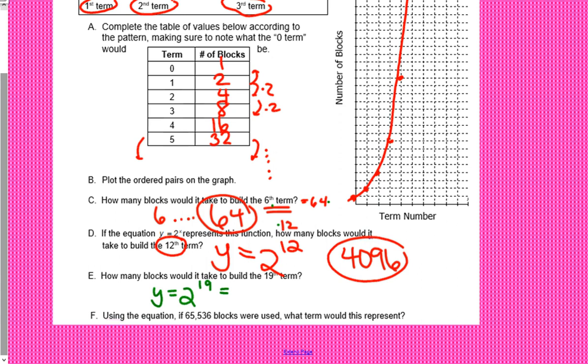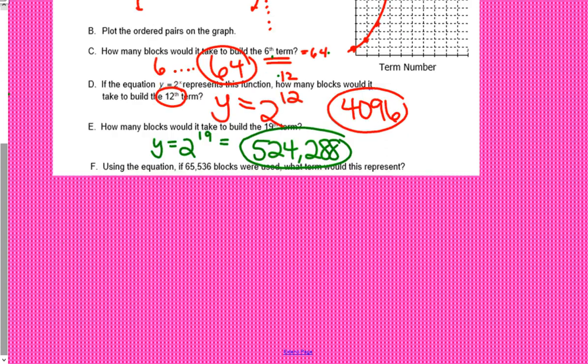You just type it in, 2 raised to the 19th power. Use that little up arrow, the little caret, to type in the exponent that you want. We get 524,288.